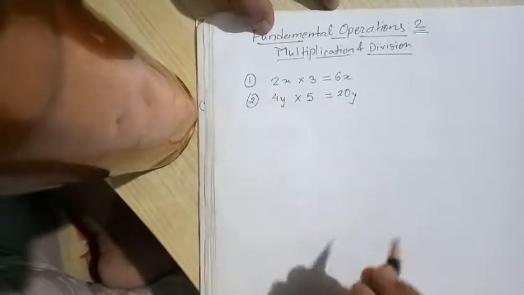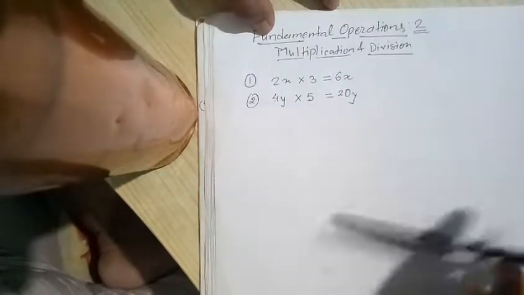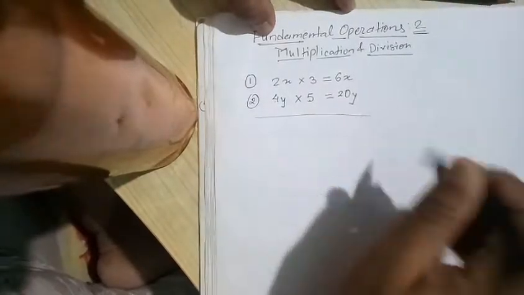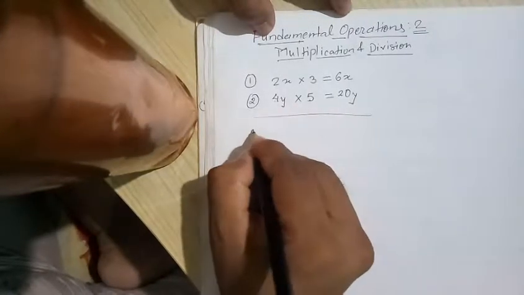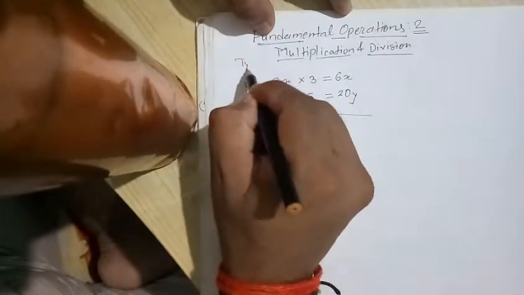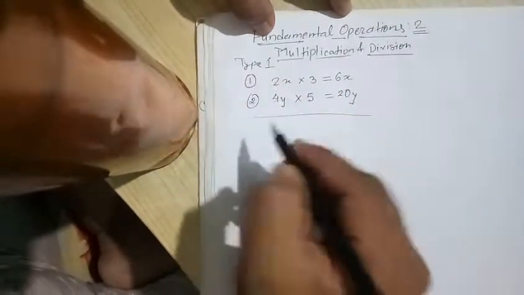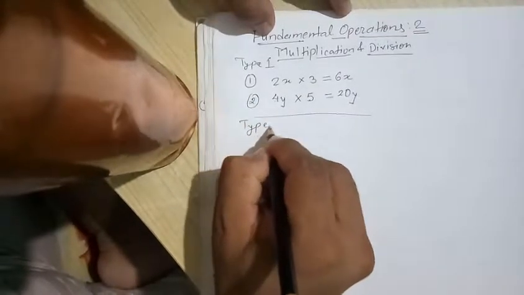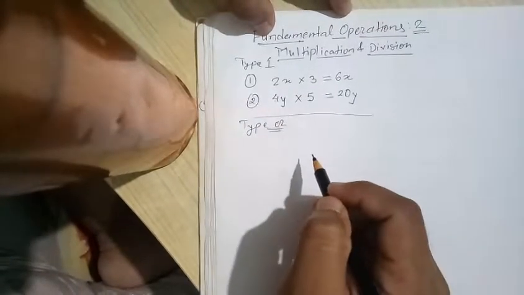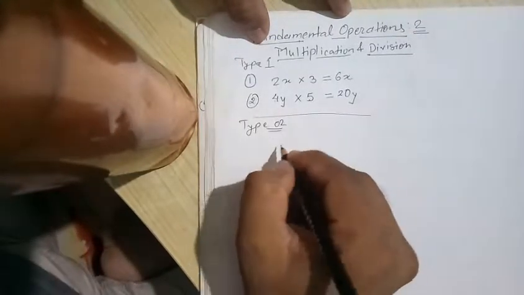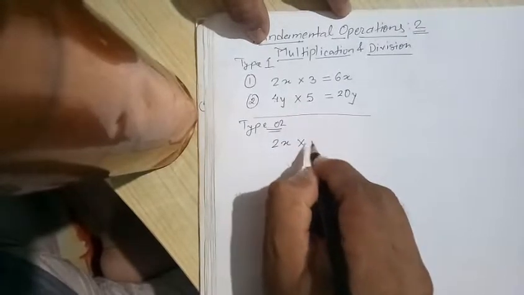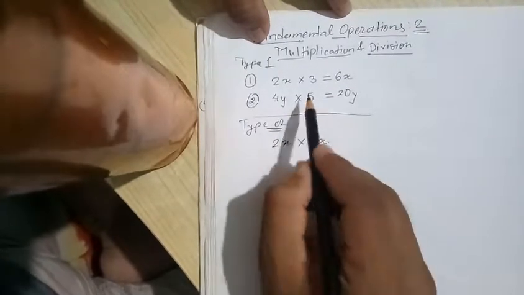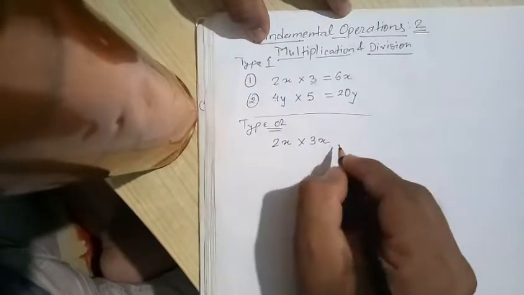Now let's move to the next type of sum. You need to concentrate hard here. This was your first type, type number 1. Now type number 2: suppose you have 2x into 3x.